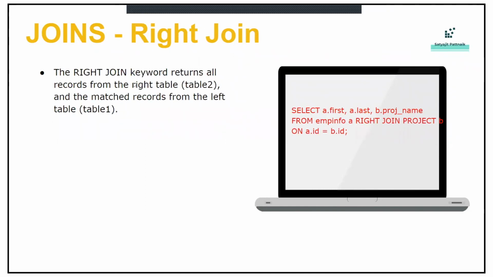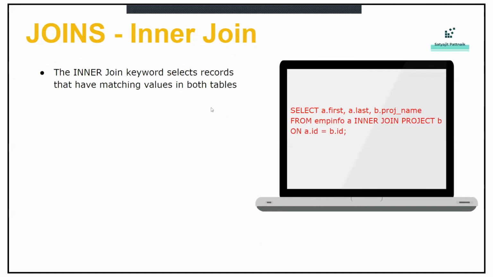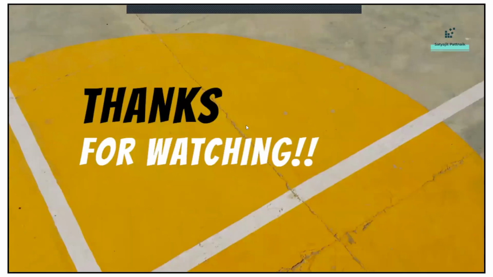Right join, similarly, returns all the records from the right table and the matched records from the left table. Select column names from table A right join table B on a.id equals b.id. Inner join, again, we'll just change the right or left keyword to inner. That's it. From table A inner join table B on a.id equals b.id.